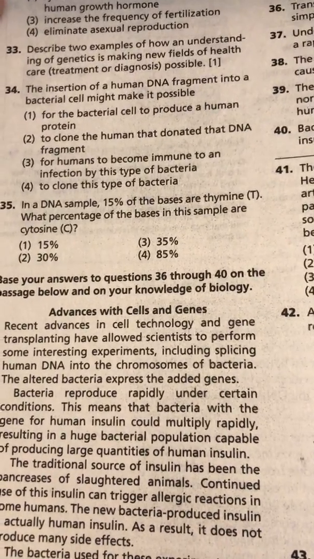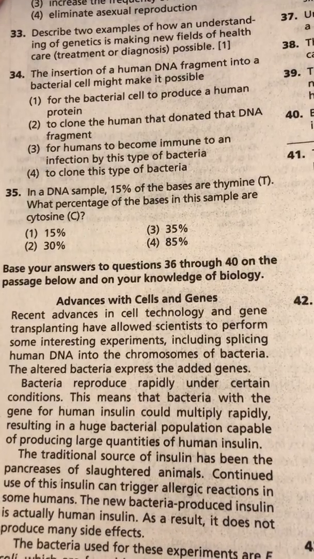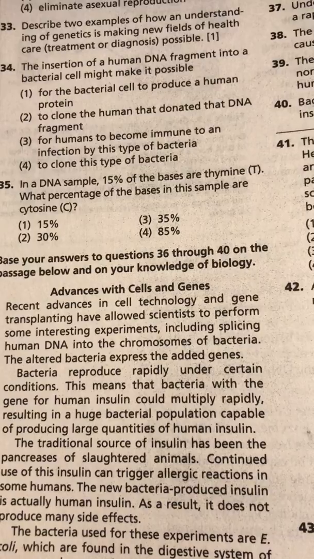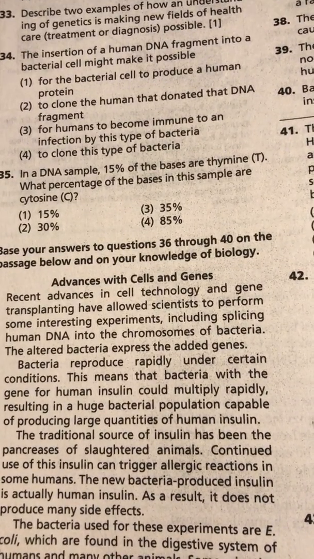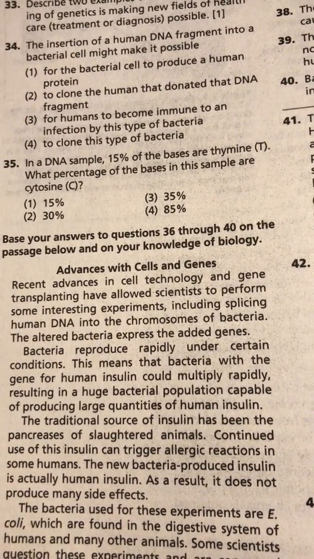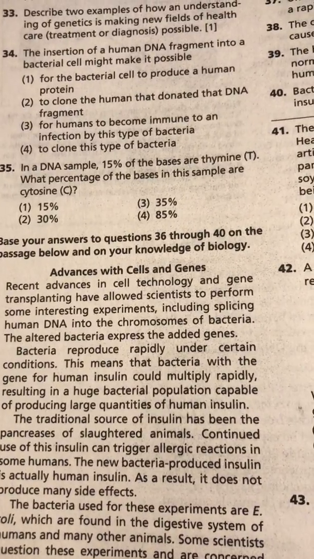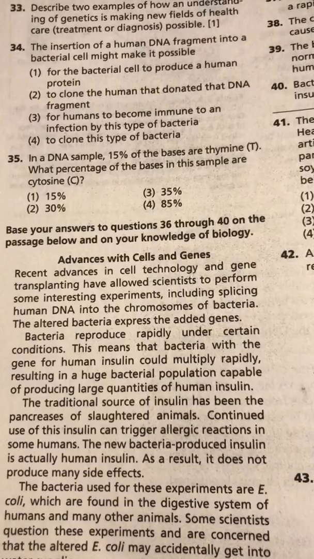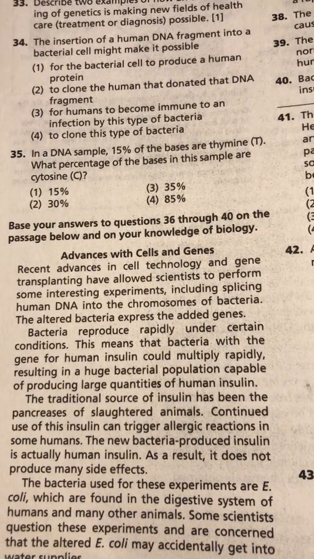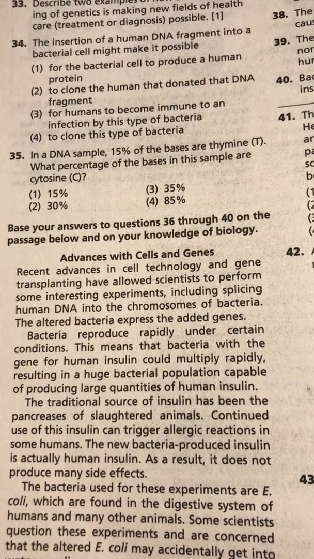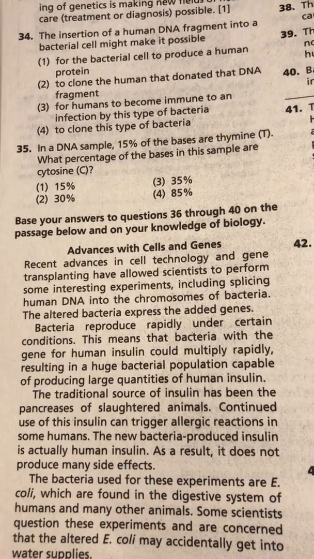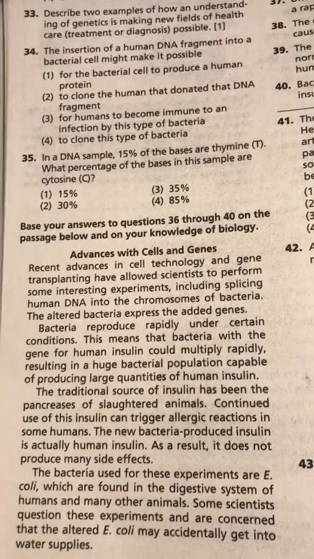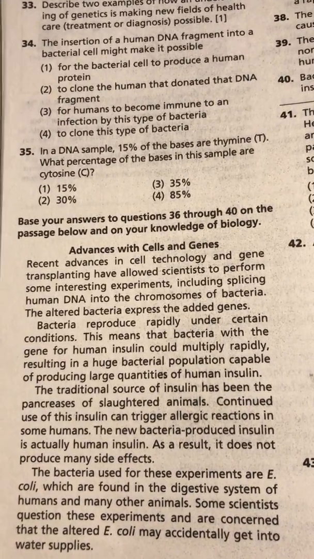34. The insertion of a human DNA fragment into a bacterial cell might make it possible to: 1. For the bacterial cell to produce a human protein, 2. to clone the human that donated the DNA fragment, 3. for humans to become immune to an infection by this type of bacteria, or 4. to clone this type of bacteria. 35. In a DNA sample, 15% of the bases are thymine. What percentage of the bases in the sample are cytosine? 15%, 30%, 35%, or 85%?